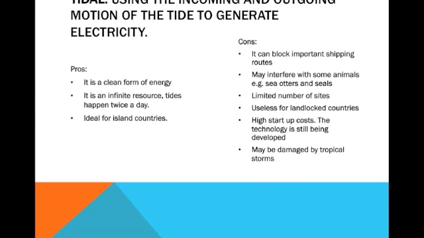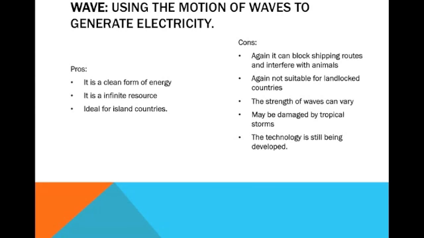Then also, it's useless for landlocked countries. Also, it's extremely expensive to start up, and the technology is still being developed. And it may be damaged by tropical storms. Okay, so wave energy. This is when you use the motion of the waves to generate electricity. So, what are some advantages? Well, it's a clean form of energy. It is infinite and it's ideal for island countries.